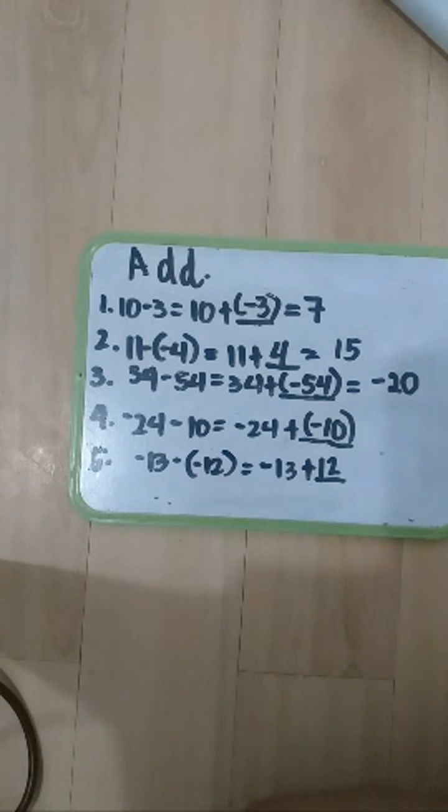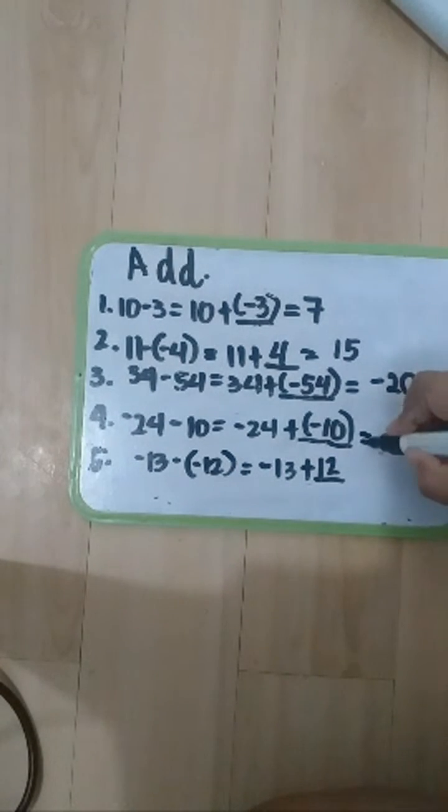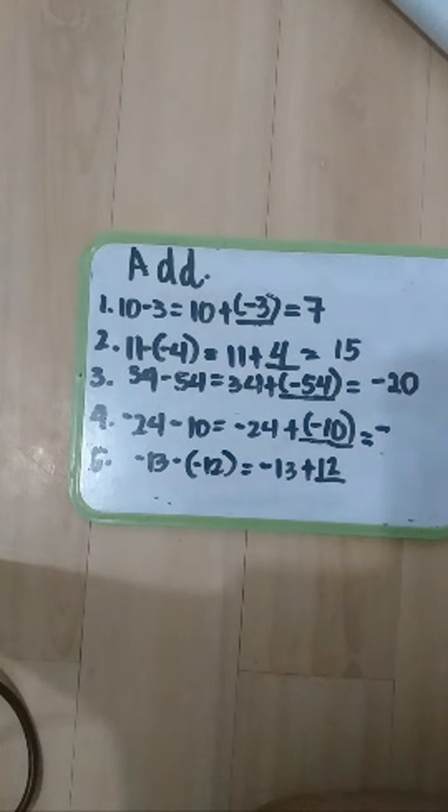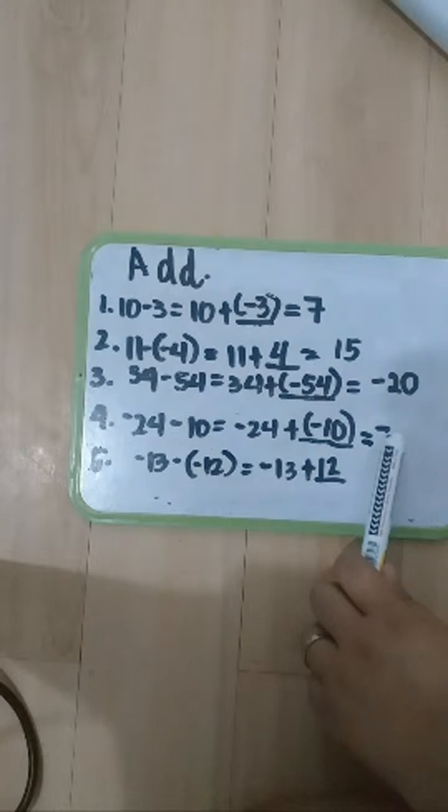Okay. Next, for number 4, same sign sila. Same sign, follow the sign. Same sign, keep the sign. So, copy the sign of the integers. So, parehong negative, ang magiging sagot niyan ay negative.